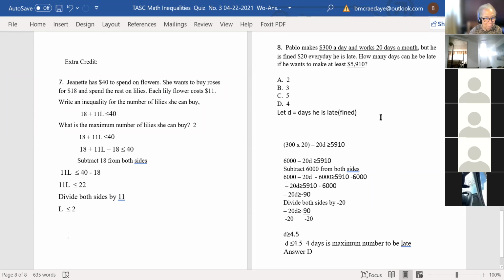Any questions on number 8? It's nice, but it's totally puzzling. But remember now, when you divide by negative, Albert, you remember that rule we went through. When you divide or multiply by a negative, you reverse the sign of the inequality symbol. So the greater than or less than becomes less than or equal. Yes. Okay. All right.